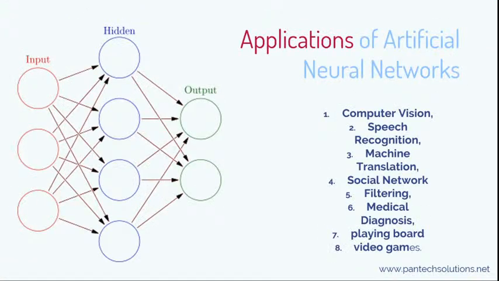Artificial neural network applications can be used in computer vision, speech recognition, machine translation, social network filtering, and medical diagnosis. Today we are going to see applications in medicine, technically medical diagnosis. So these are the areas we can cover with ANN.